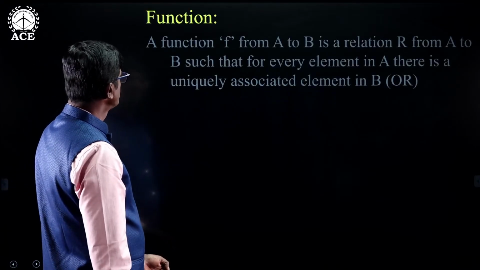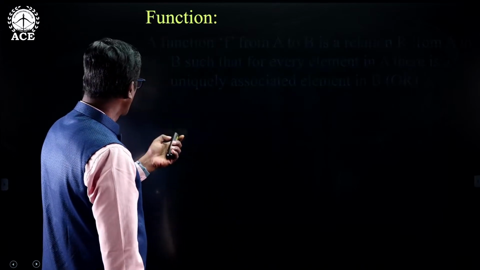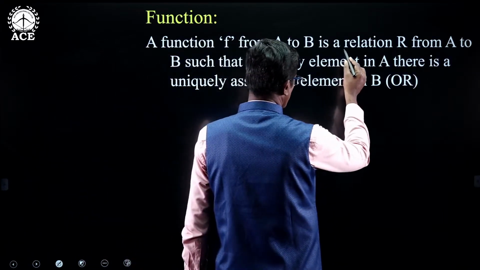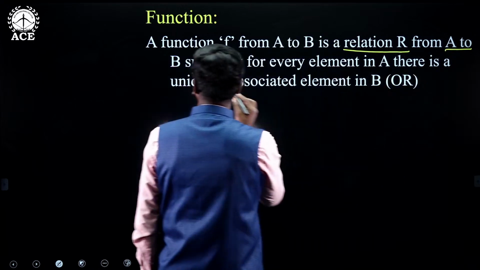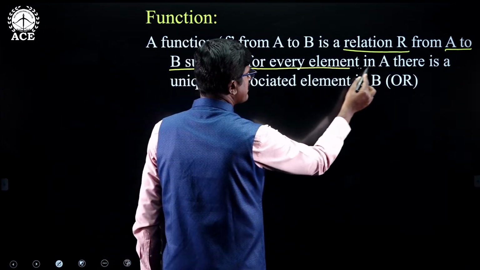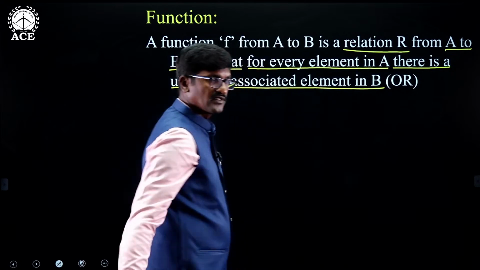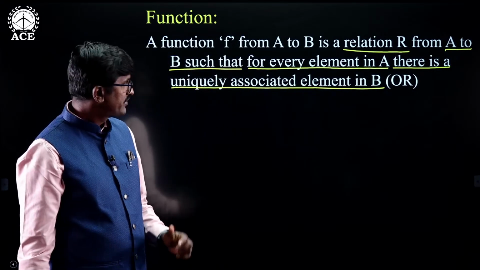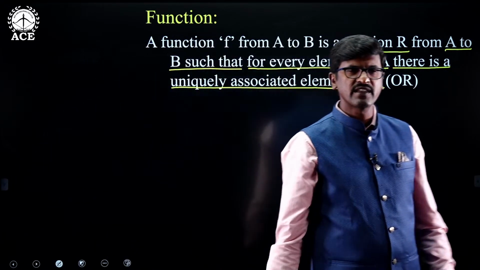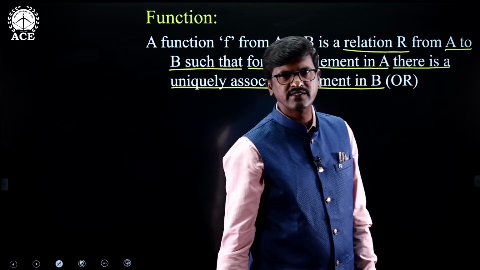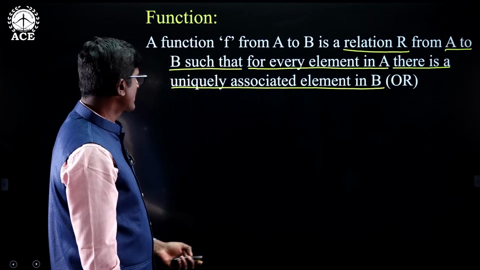Now function. We have already seen that a relation is a subset of a Cartesian product. Then what is a function? A function is a relation. A function is a relation from set A to set B such that for every element in A, there must be a uniquely associated element in B. Then we say that that relation is a function.